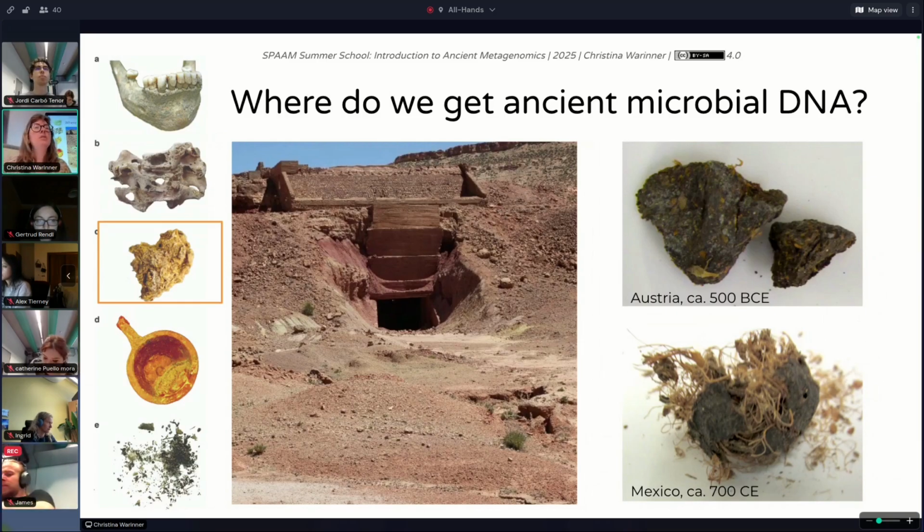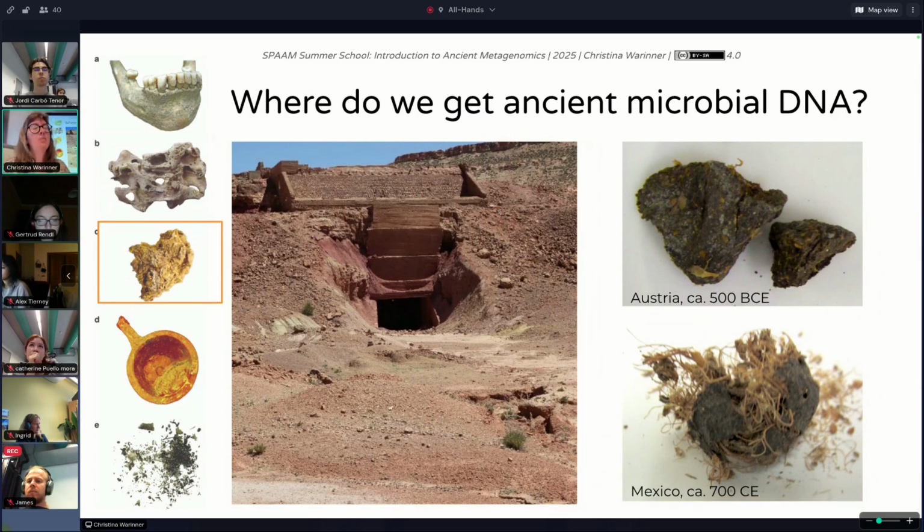It can be a really rich source of information about that, especially for foods that maybe don't leave other botanical traces. Here's a couple of examples that we've analyzed in our lab. The top one is from Austria. It's a Celtic mining site in the Alps. And the bottom right one comes from a site in West Mexico. They preserved under very different contexts.